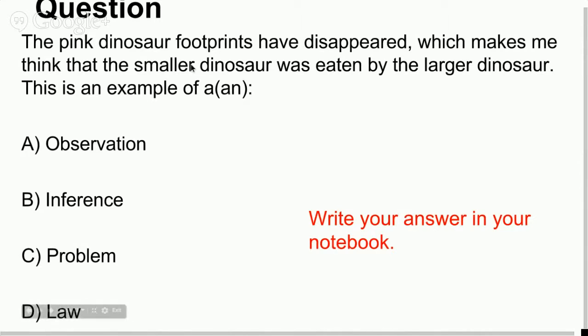And then, what about this question? Write down the answer to this question in your notebook. The pink dinosaur footprints have disappeared, which makes me think that the smaller dinosaur was eaten by the larger dinosaur. This is an example of observation, inference, problem, or a law. Go ahead and pause it and write down your answer in your notebook.